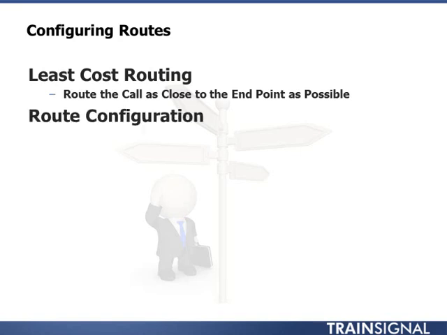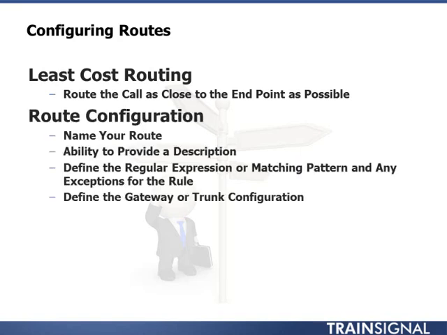When you define a route, you have to provide a name for your route, for example, Scottsdale Local or Scottsdale Long Distance. We also have the ability to provide a description, but that's optional. We then also define the regular expression or matching pattern and any exceptions for the rule. So when you dial a number that gets translated to E.164 format, the regular expression of your route has to be a match in order to route the call to the defined gateways.